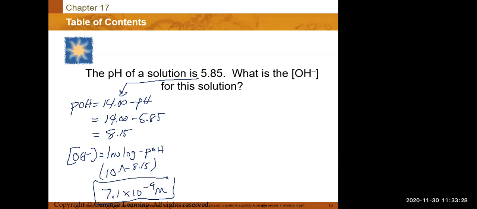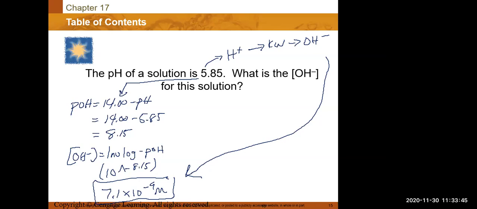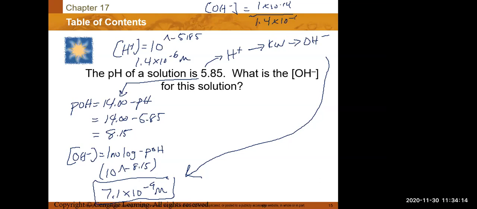Again, if you wanted to, you could use Kw. From the pH value, you could do this to get to the H plus concentration, and then use Kw to get to the OH minus. Again, should end up same spot if you went that direction. Again, you would do H plus 10 to the minus 5.85, and then that will get you your answer of 1.4 times 10 to the minus 6 molar. And then you could use your OH minus 1 times 10 to the minus 14 divided by that number. And again, that should get you to the same answer we got below as well. And again, it's just a preference as to which way you want to do it. They all should really get you to the same spot as long as you choose an appropriate pathway.